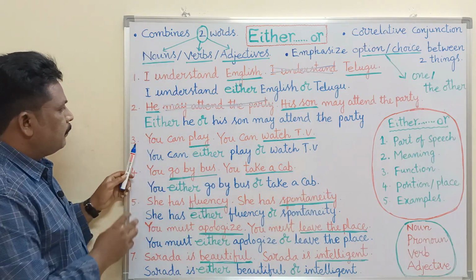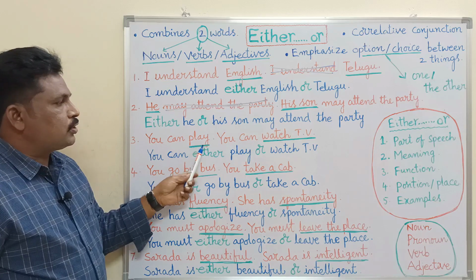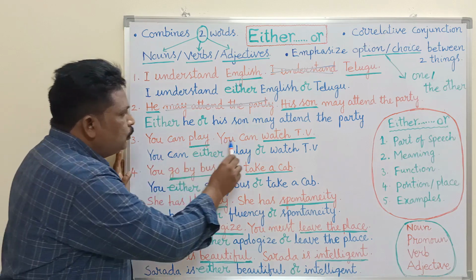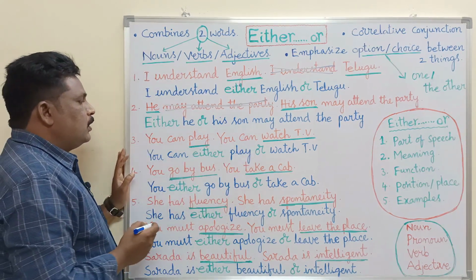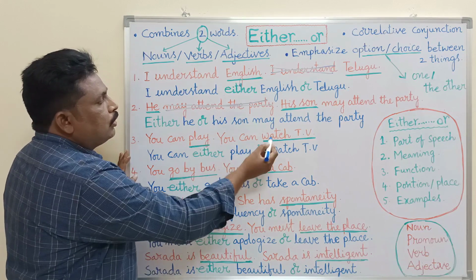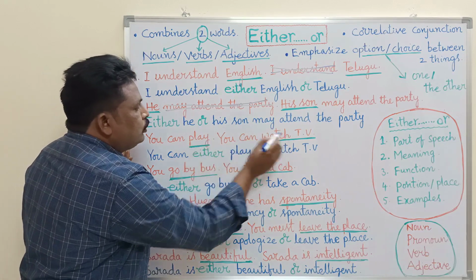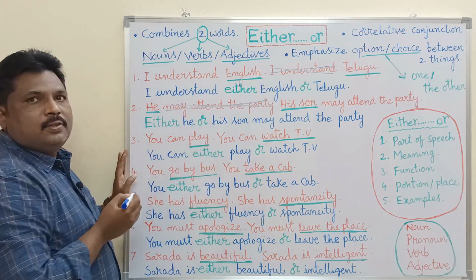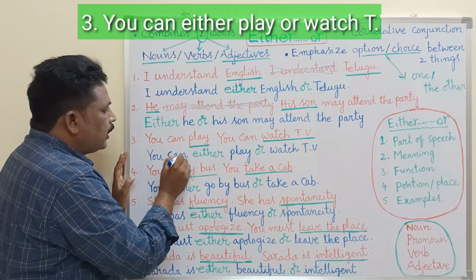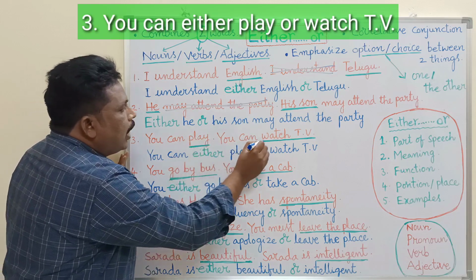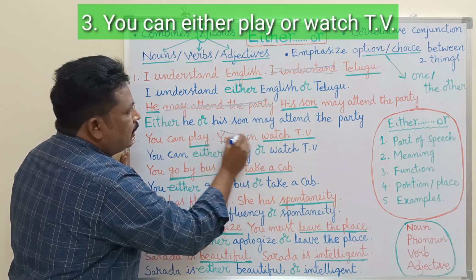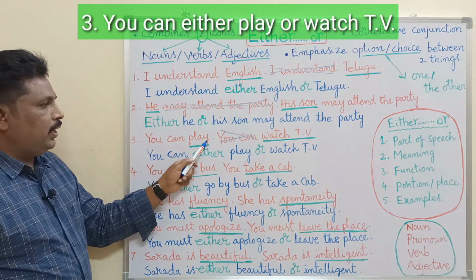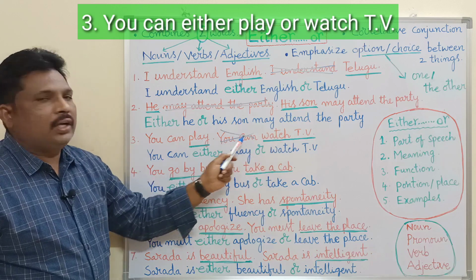Look at the third example. You can play, full stop. You can watch TV. In these two sentences, "you can" is the same expression in both, but the verbs play and watch are different. So before these two different verbs, either or is used. So we can start: you can either play or watch TV, and the second "you can" is not necessary because we have already used it. You can either play or watch TV. So this "you can" is avoided.